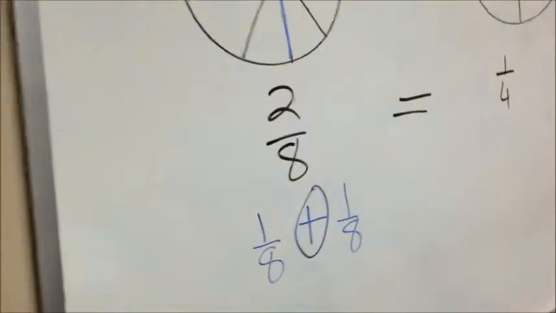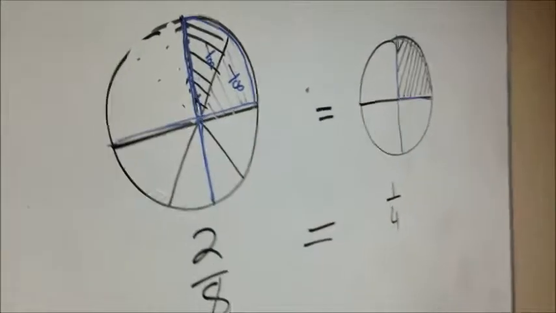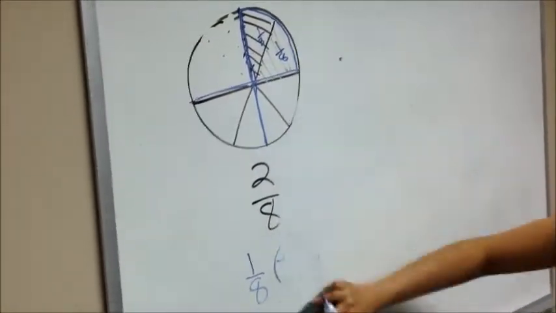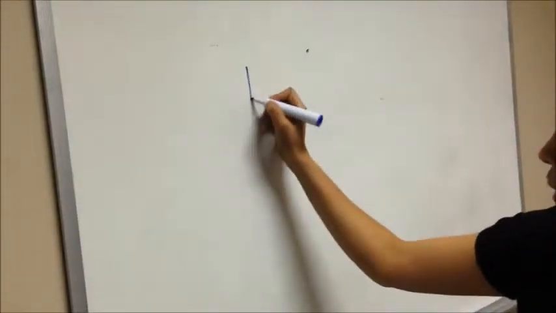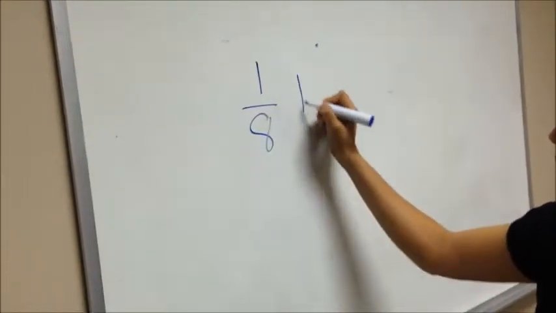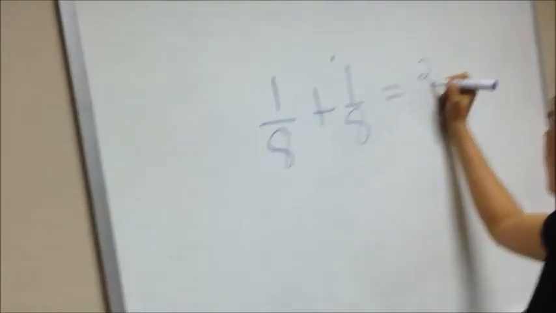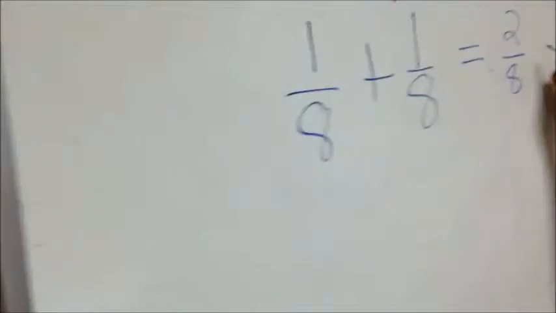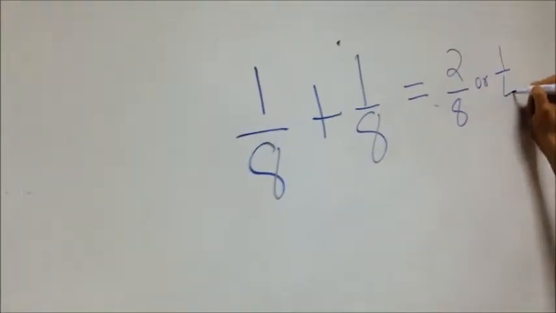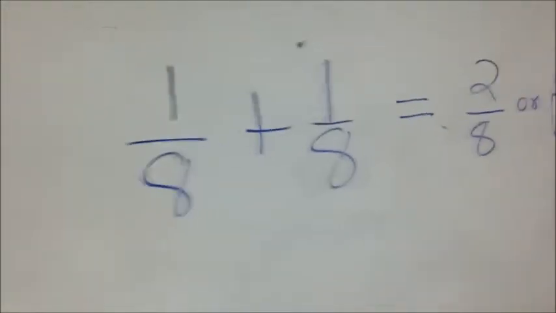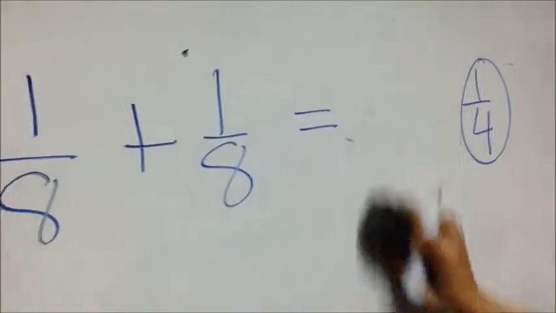Can you model an addition situation using parts of a pie? So let's model an addition situation. Let's use the same problem. So how do you model a situation? We say 1/8 plus 1/8 is equivalent to 2/8 or 1/4. And we prefer this answer because it is in the lowest terms.